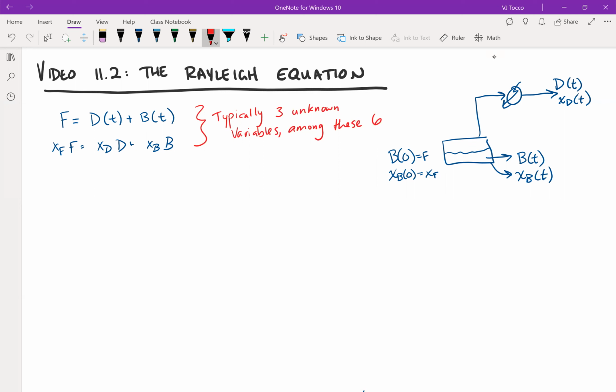And with only 2 equations to solve for those 3 unknowns, it would be impossible unless we had a third equation. That third equation is called the Rayleigh equation. And this video will cover the derivation of that Rayleigh equation.